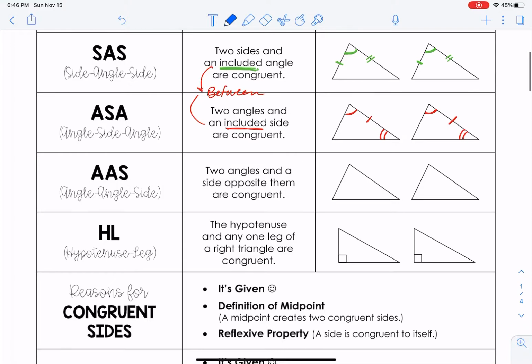Angle, angle, side is 2 angles and the side opposite. Our other direction said the non-included. That means the one not between the angles. So if I have this angle and this angle, it's an angle that is not between them. So this angle and a side that is not between them.